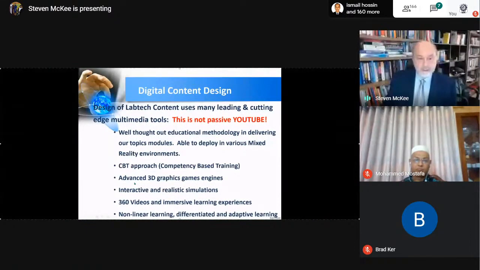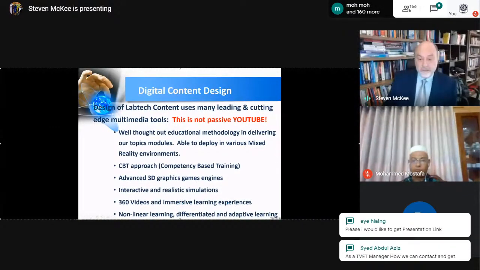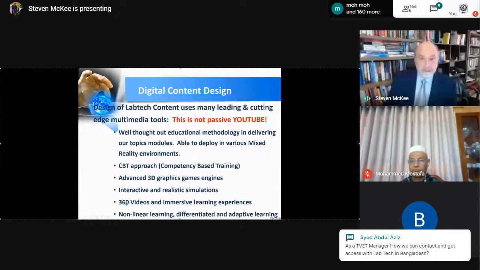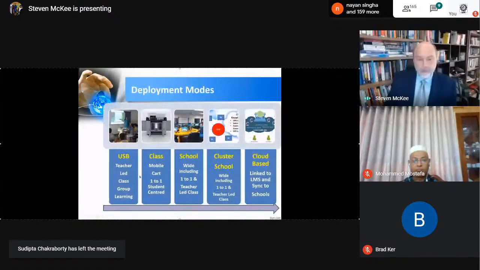So CBT approach, advanced 3D games, graphic game engines that we use for this, interactive realistic simulation. We're working on a new thing here, it's not yet released, 360 degree videos with immersive learning experiences. This could be shown on a flat screen, but also this is being prepared for VR in the future. And we are preparing for nonlinear learning, differentiated and adaptive learning. So this is where we're going on that.